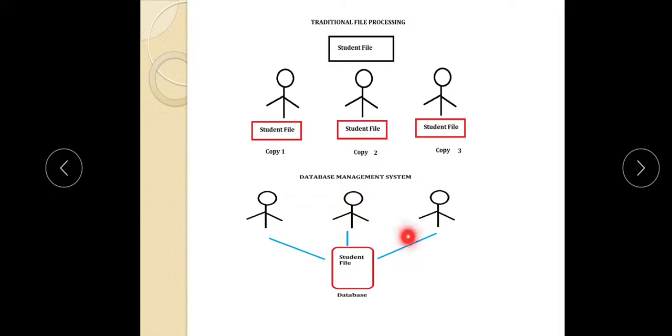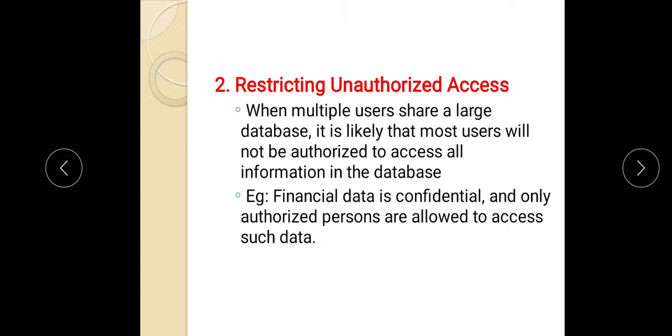Now the administrative staff does not require the marks. They require only the fee details. So we can hide certain details from certain users. Only the relevant details can be given to a particular user. That is called restricting unauthorized access. So unauthorized access can be controlled. Clear?